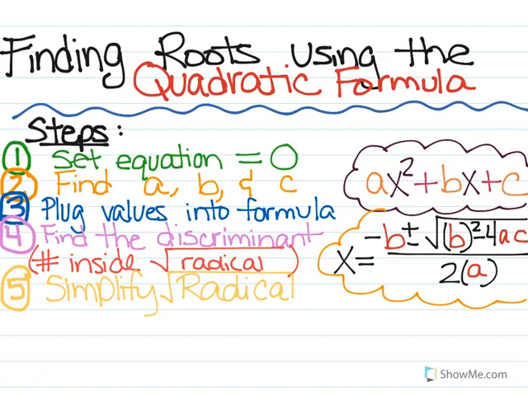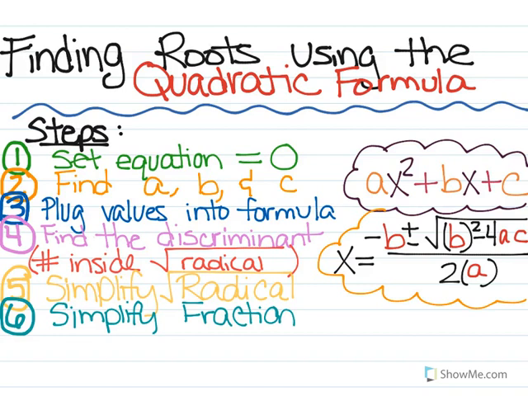Step 5 is to simplify the radical. So if that discriminant, if that number inside the radical was a perfect square, then in the next step you would take the square root of that and you would end up with a nice integer answer. But if it's not a perfect square, then that's when you have to simplify it by finding the greatest perfect square that goes into that number and doing that to simplify it all the way.